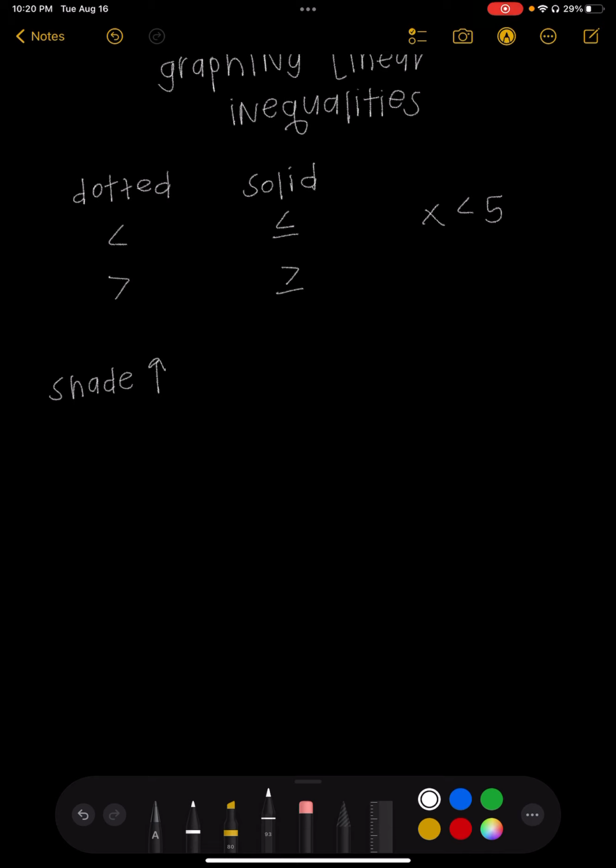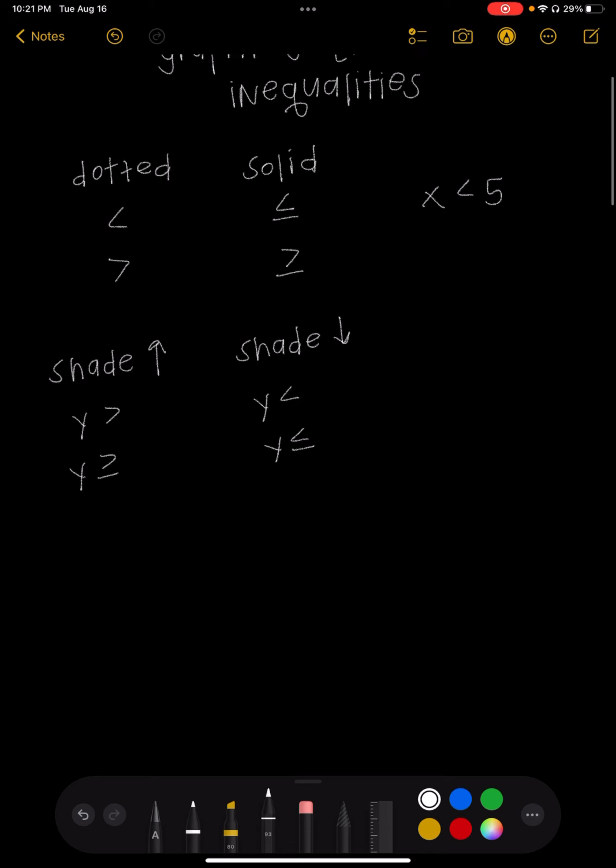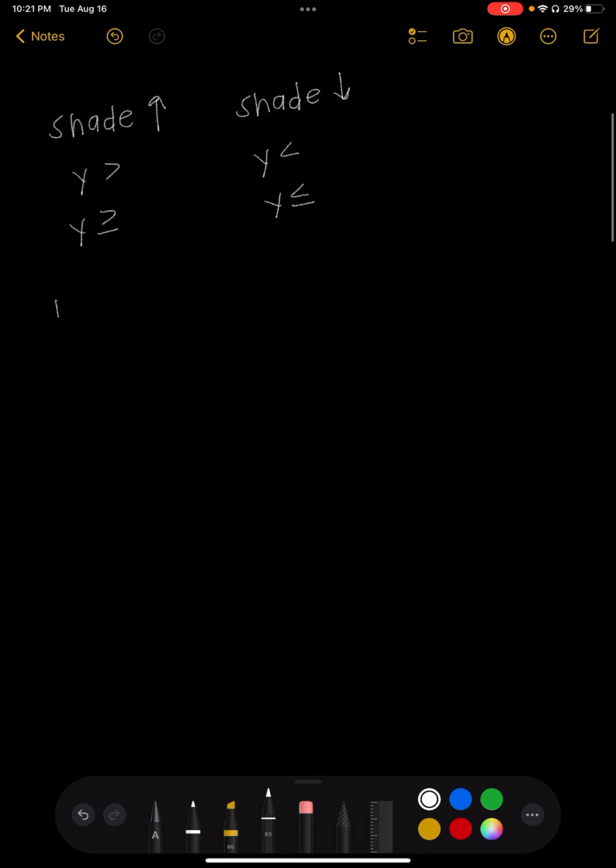Okay, so when we're shading, we shade above when it's y is greater than or y is greater than or equal to. And then we shade below when it's y is less than or y is less than or equal to. And when I say shade above and shade below, I mean shade above the line and shade below the line. So we have to draw the line first and then we get to shade it. Okay, let's go through some examples.